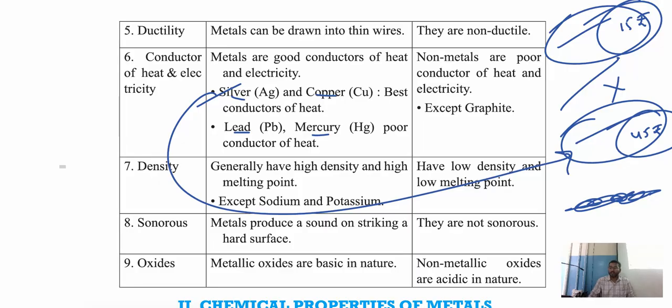But if you are supplying current, for example in this wire, if I am supplying the current using a silver wire, for example, 100% current I have started supplying from here.